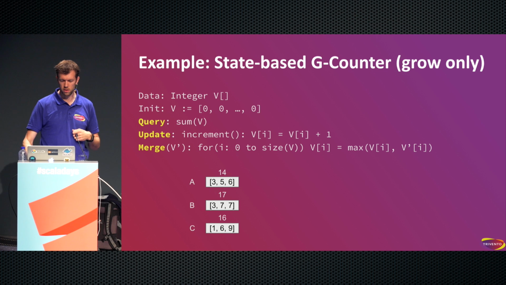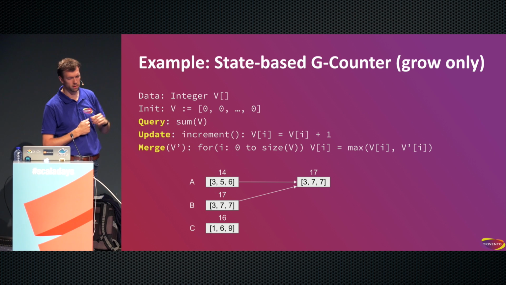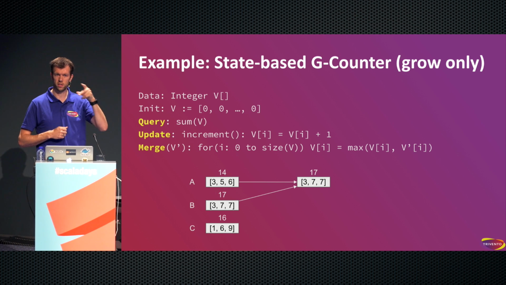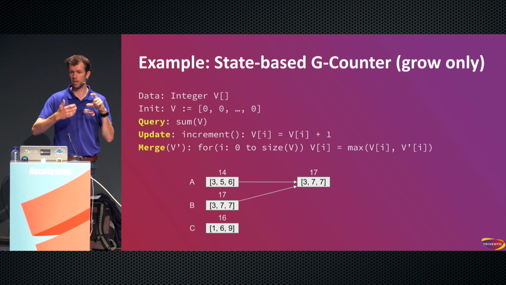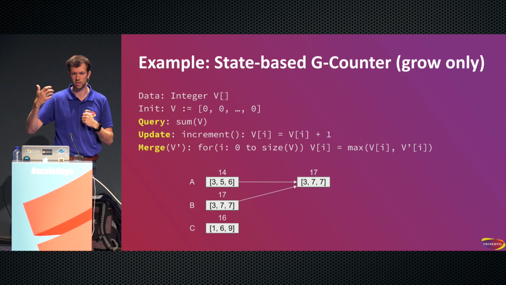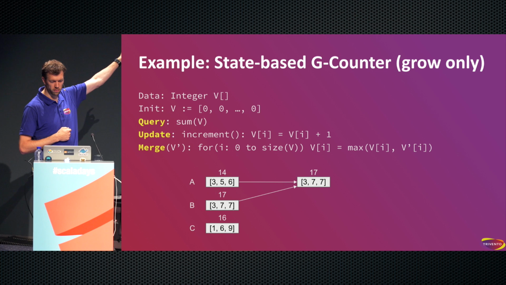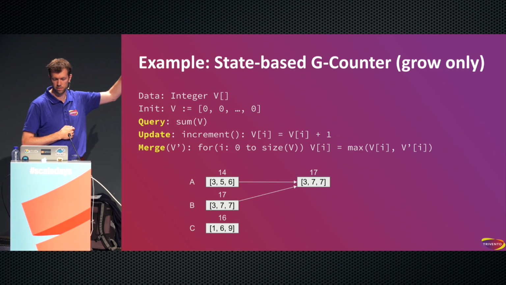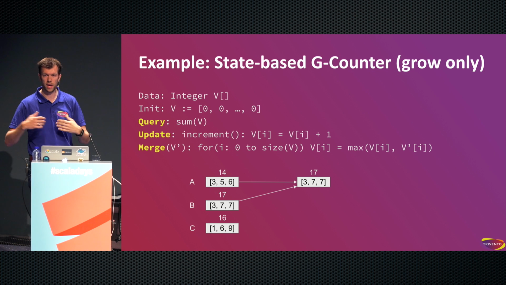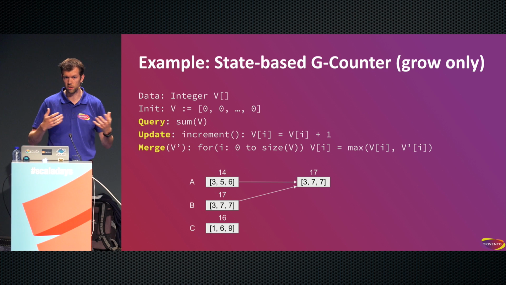Now B is going to send its full state to node A. When that happens, the merge will happen, and that's the formula stated up there. From each position in the array, it will take the max value. Because you can only increment, if you take the max value, you have the most recent information. So if I merge A and B together, the max of 3 and 3 will be 3, the max of 5 and 7 will be 7, and the max of 6 and 7 will also be 7. So A has new information, and now it has the new value of 3, 7, 7, and as a current value, it's 17.